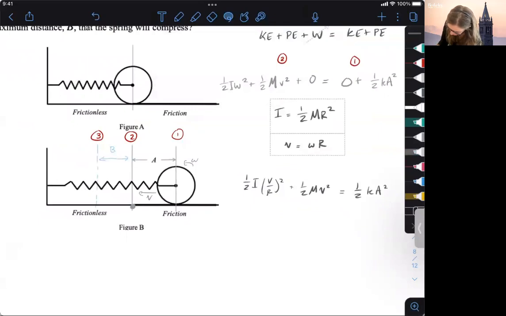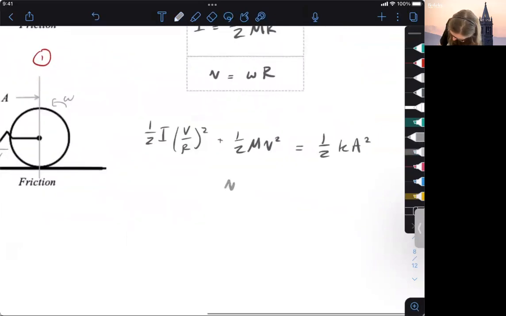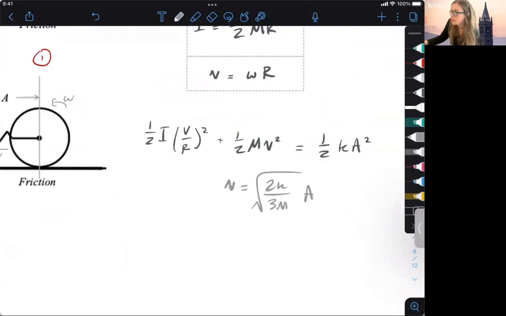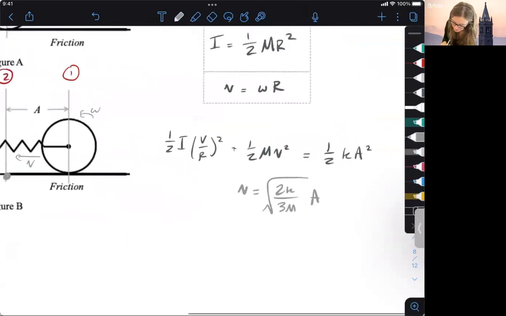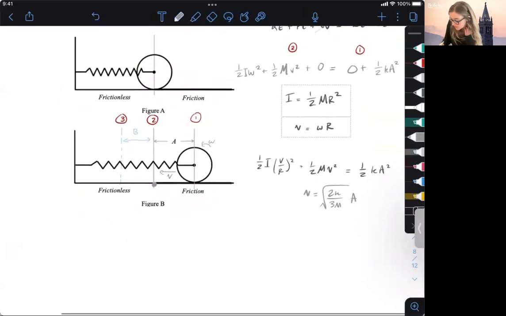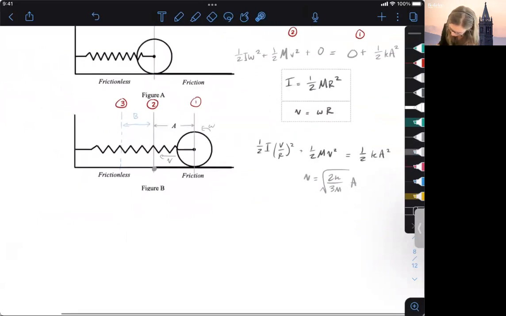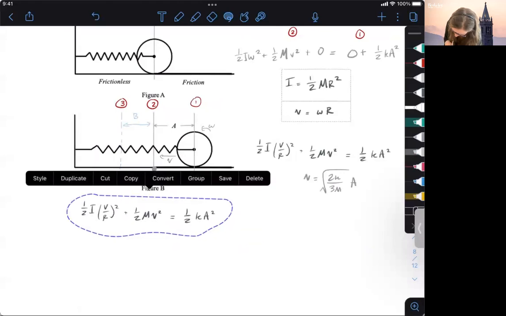But I'll give you the final answer for this and then we'll work through it. So V, when you solve for everything, is going to be equal to 2K over 3M, right, times A. So here's where I go into some algebra, so feel free to skip ahead to the next part where I do the kinetic energy, or do the conservation of energy from 2 to 3.